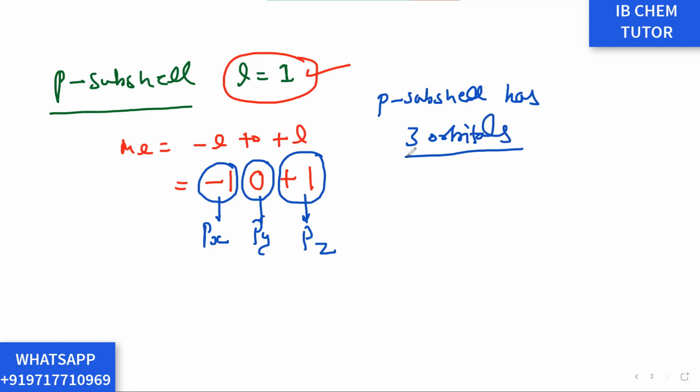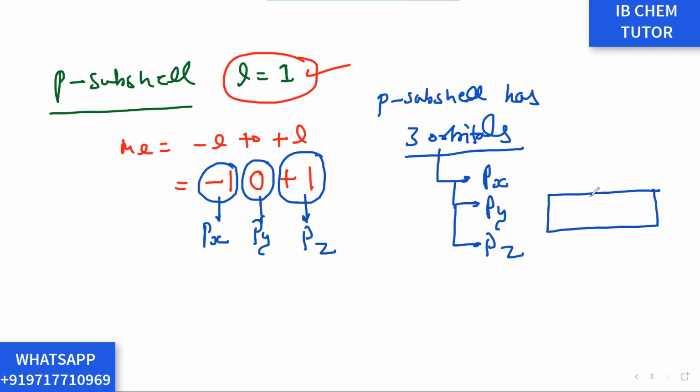3 orbitals in total, and the names of these 3 orbitals are Px, Py, and Pz. So how will we make it? We will make it like this, 3 squares. So these are 3 orbitals, Px, Py, and Pz. I think this is clear to you. So these are the number of orbitals in P subshell.